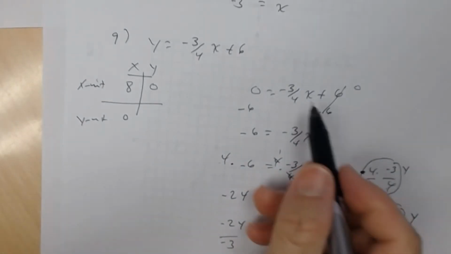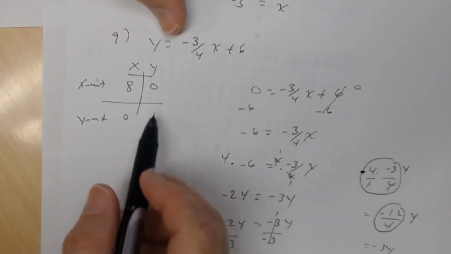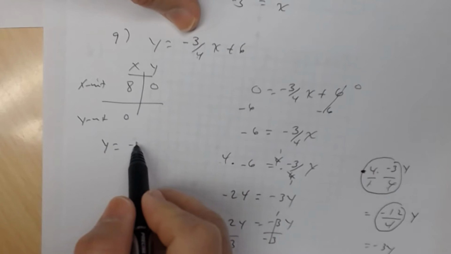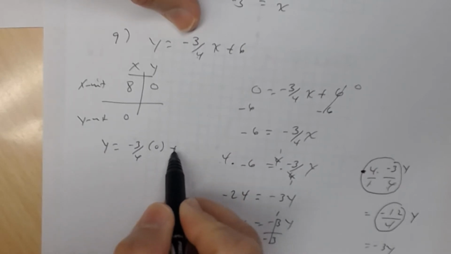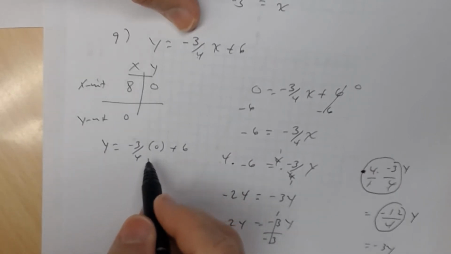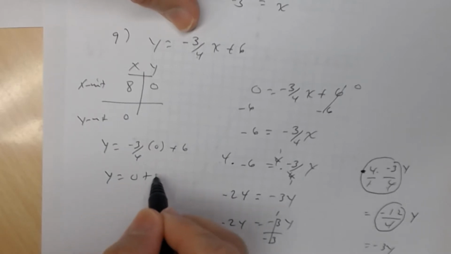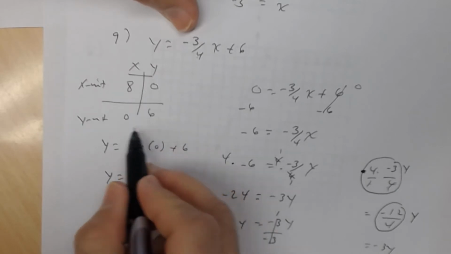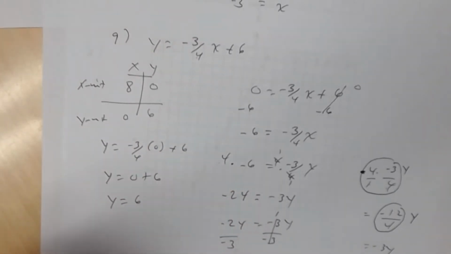Now, to find the y-intercept, you're going to let x be 0. This time it's a little bit easier. You don't have all this work here, because when you let x be 0, notice what happens. I get y equals negative 3/4 times 0 plus 6. Negative 3/4 times 0 is 0, so you get y equals 0 plus 6, and 0 plus 6 is 6. So you found the y-coordinate of your y-intercept. And so now, if you plot those points, let me go ahead and get some grid paper. If you plot the points, that's what we get.